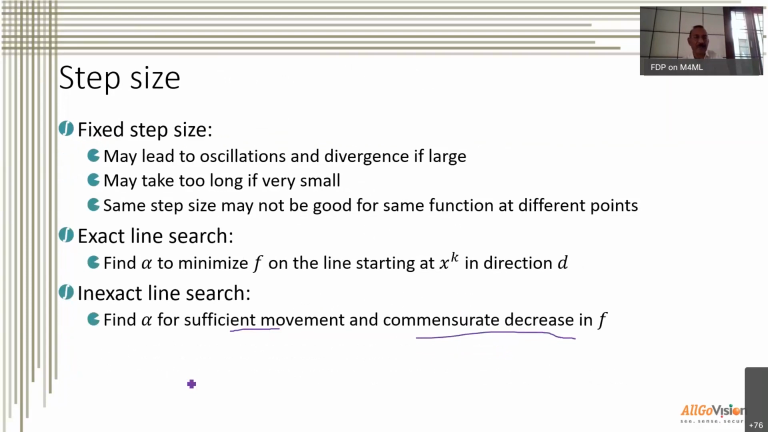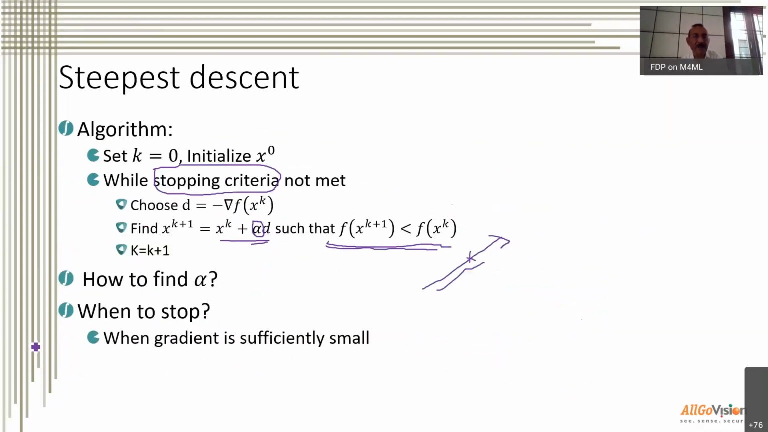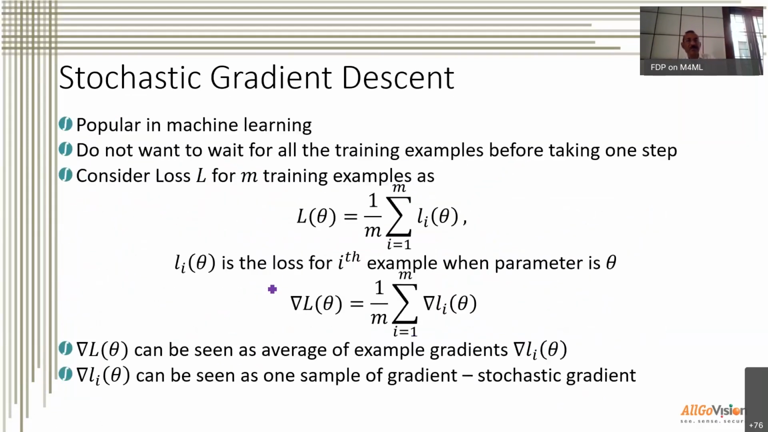Now, with that, my preferred approach is here. I replace this step with the inexact line search, and then my algorithm is completed. So that's the steepest descent. Now, in machine learning, however, there is another method which is very, very popular. Steepest descent is not so popular as stochastic gradient descent.